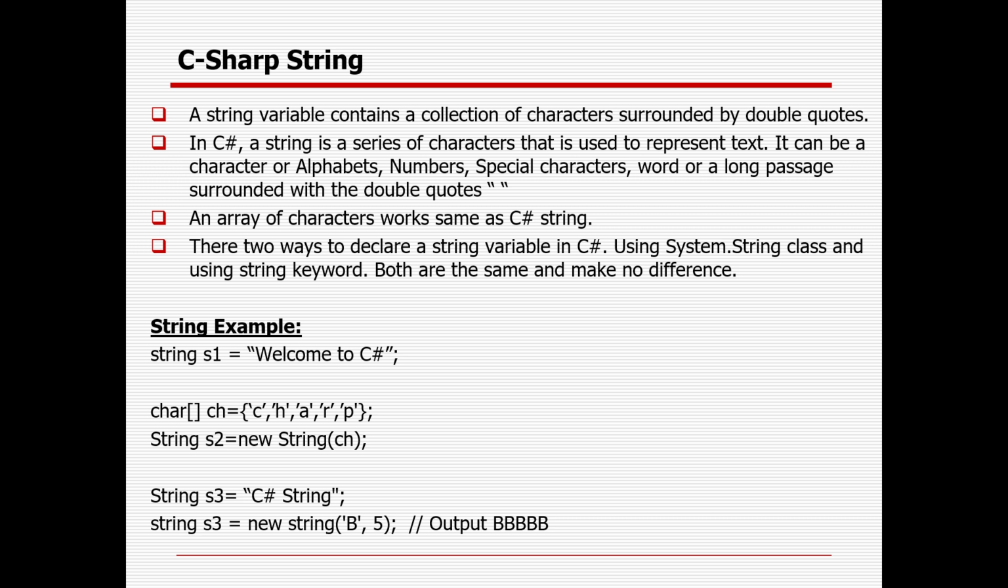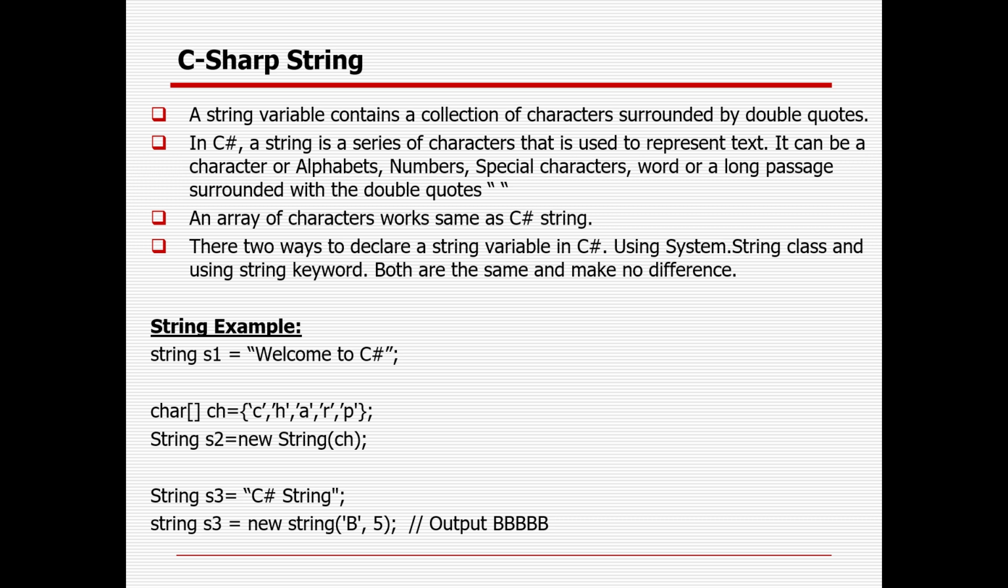So what is a string? A string is a variable which will contain a collection of characters surrounded by double quotes. In C#, a string is a series of characters that is used to represent text. It can be a character or alphabet, number, special character, word, or a long passage surrounded with double quotes. An array of characters works the same as a C# string.